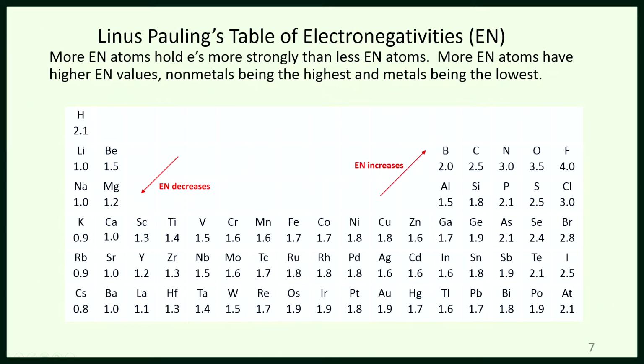So we need to talk about electronegativities. This is Linus Pauling's table of electronegativities. More electronegative atoms, those with the higher electronegativity value, hold electrons more strongly than the less electronegative atoms. So if you're familiar with the periodic table, you know that the nonmetals on the top right of the periodic table are more electronegative. They tend to hold their electrons strongly and even tend to take electrons away from metals on the left, which hold their electrons loosely.